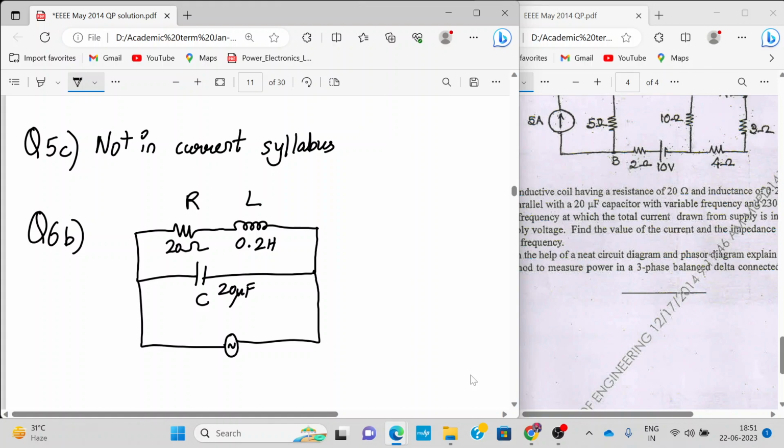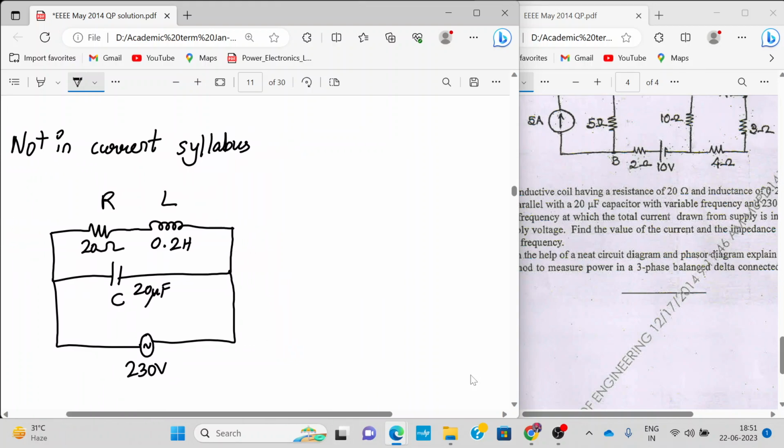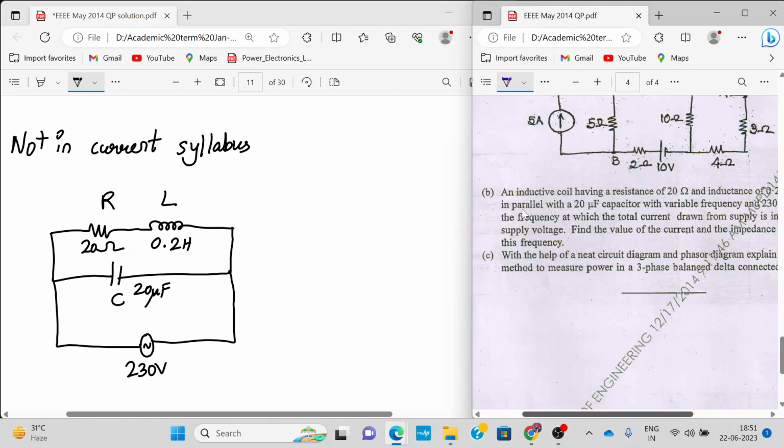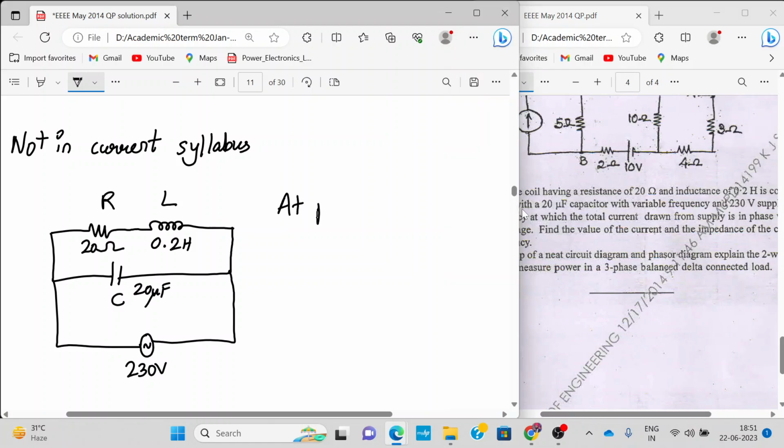It's connected to an AC source of 230 volts. Variable frequency is given to you. What are they asking you to find out? At resonance, the total current drawn from the supply is in phase with the supply voltage. That happens at resonance. So this is at parallel resonance because it's a parallel RLC circuit. So the parallel resonant condition applies.